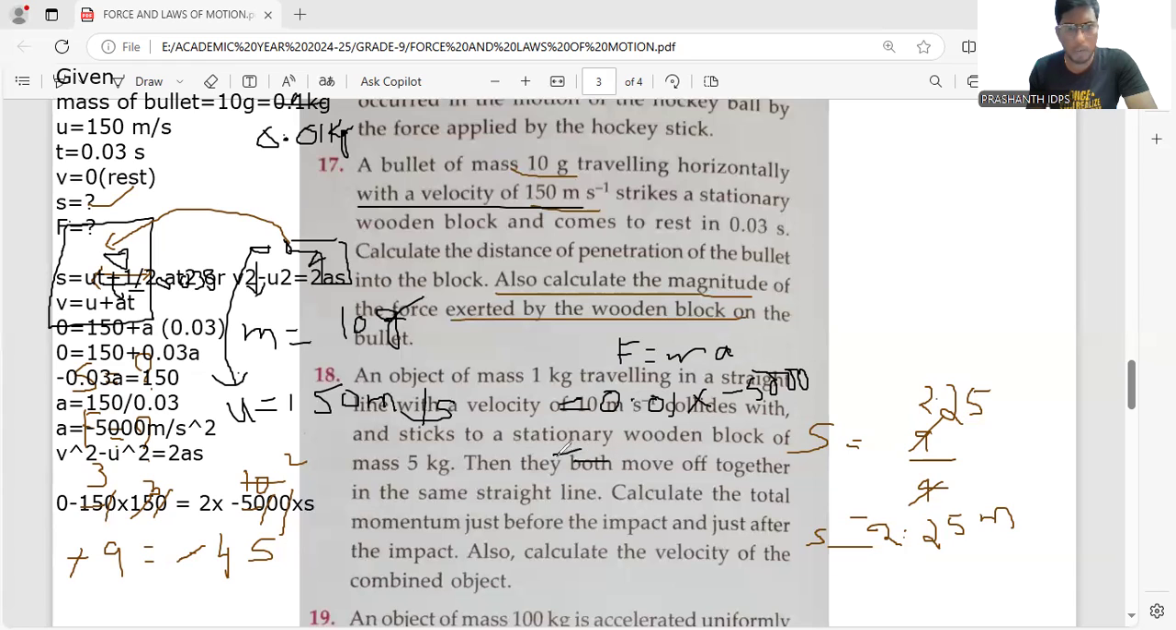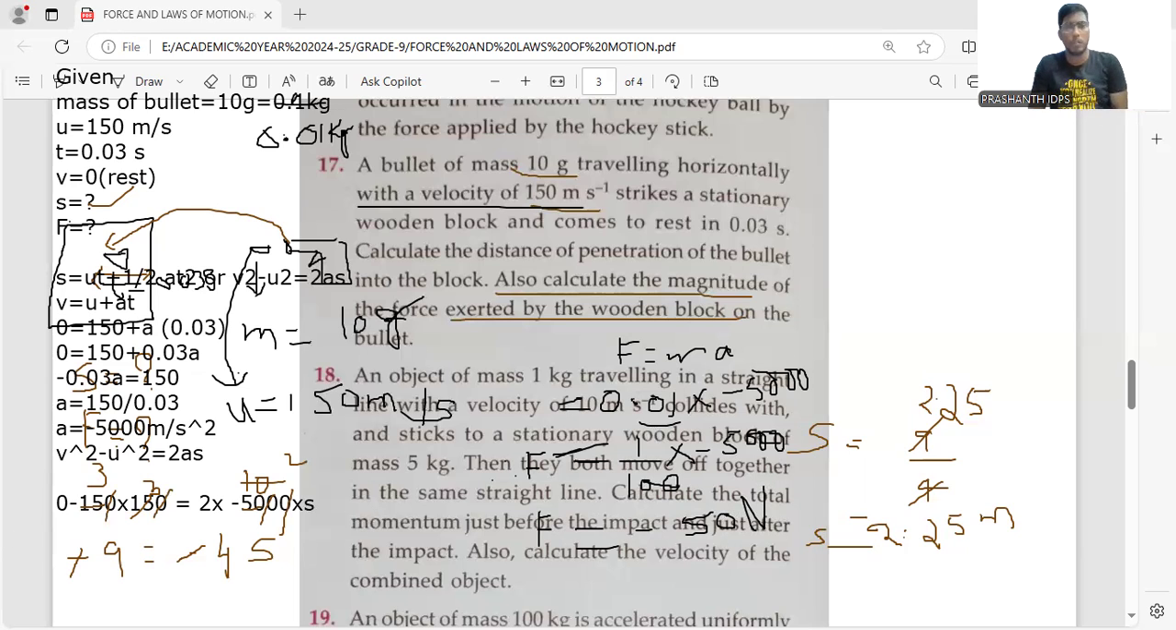So what will be the final value if you solve it? Therefore, F is equal to the force value. 0.01 can be written as 1 divided by 100. Why 100? Because after the point, how many digits do you have? You have two digits, so I am writing after one, two zeros. So 0.01 can be written as 1 divided by 100 into minus 5,000. Two zeros and two zeros get cancelled here. So the final value, F is equal to minus 50 Newton is the answer.